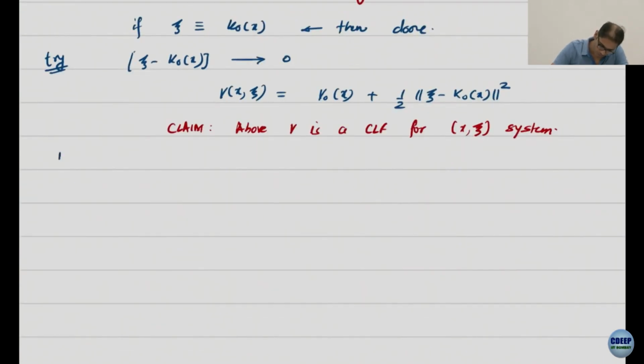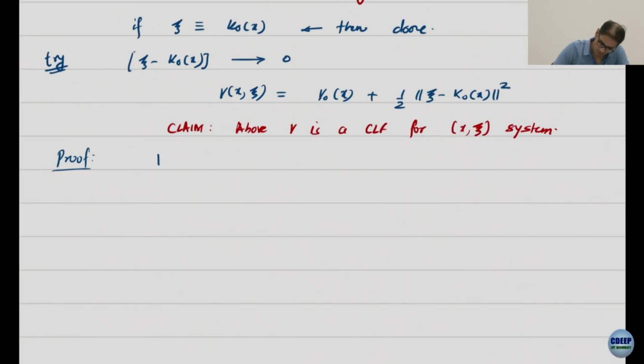So I want to prove this claim. How do I prove this claim? Basically, just take derivatives and so on and so forth. You will usually do this with LfV and LgV and all that. But the simpler way is to just take the directional derivative, and whatever term is multiplying the control is the LgV and the other term is the drift term, LfV.